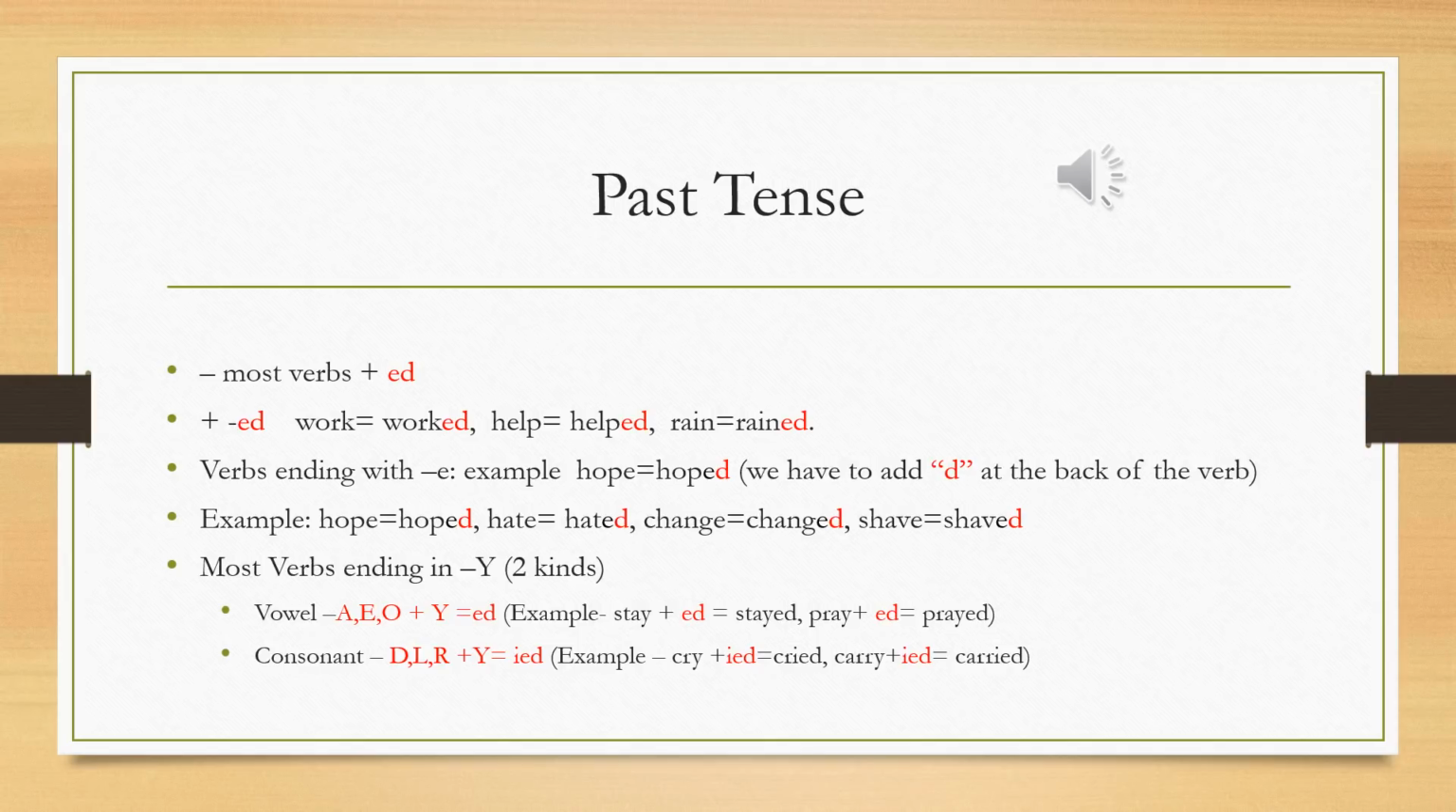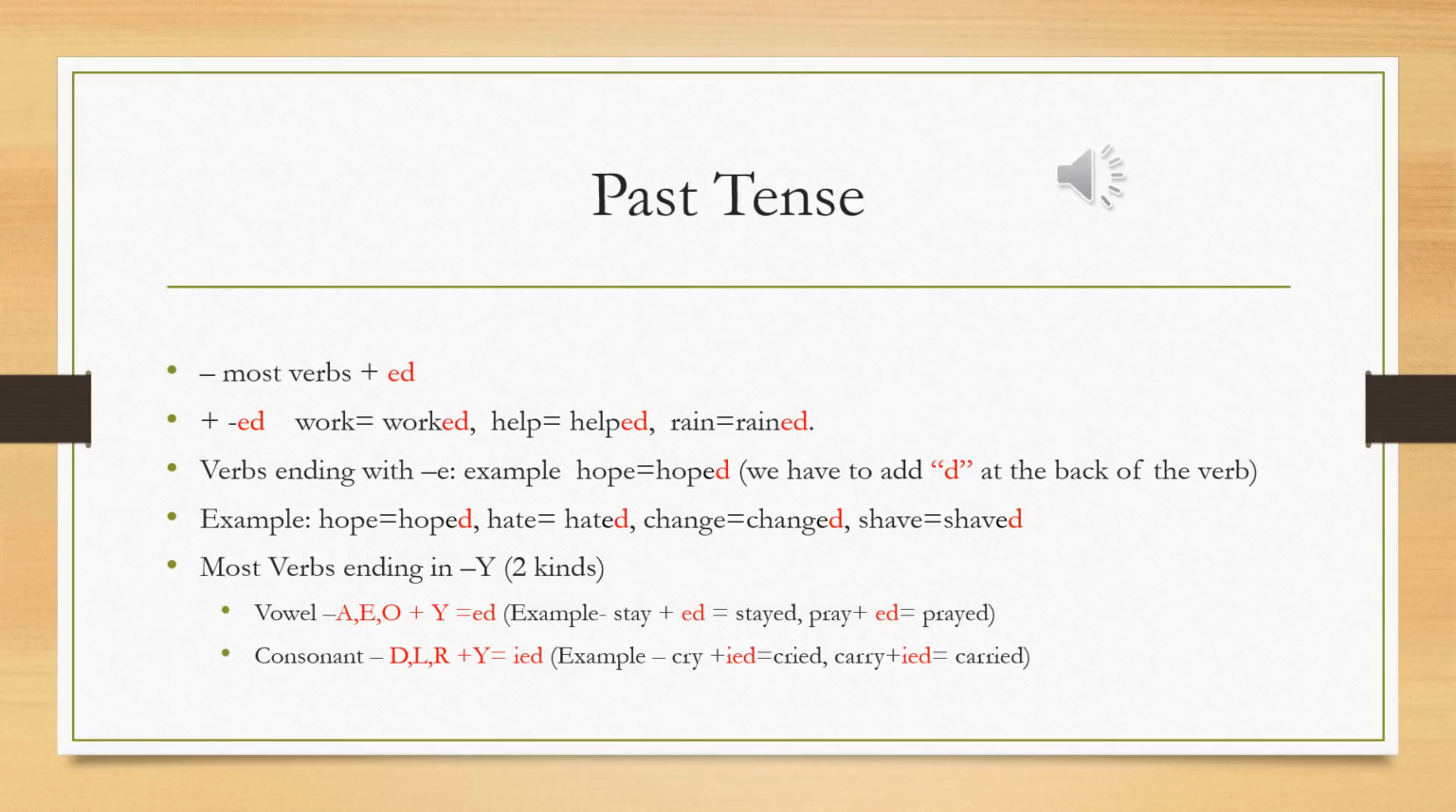Hi everyone, I have informed you earlier that we use past tense for actions and activities that happened in the past and are no longer active at the present state. As I've mentioned, there are two kinds of verbs. One is regular and another one is irregular. Most verbs add ed or d at the back of the verb when we change them from present to past tense.